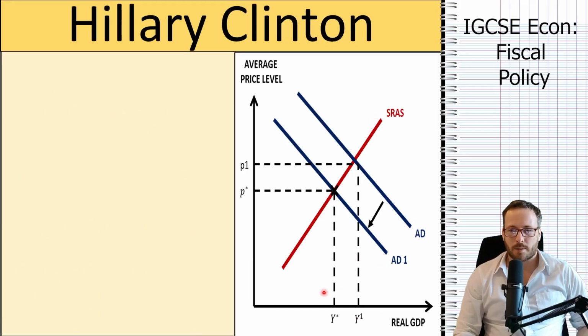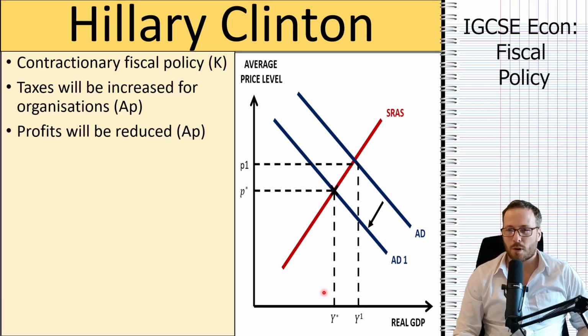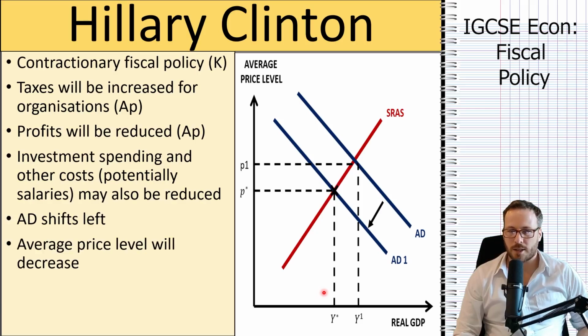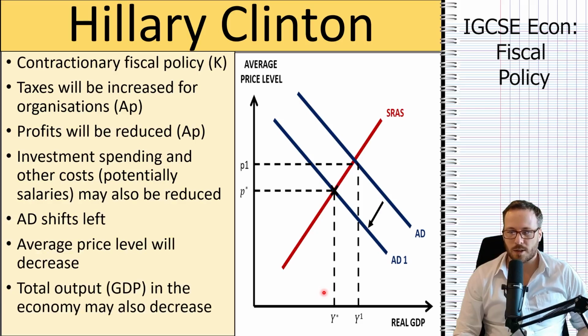What about Hillary, though? Increase the taxes, reduce business investment. Profits for businesses will be reduced, so investment will reduce. AD shifts left, average price level decreases, and this could lead to job cuts in the long run and less future expansion of organizations. Total output might reduce as well, which signifies a GDP reduction.